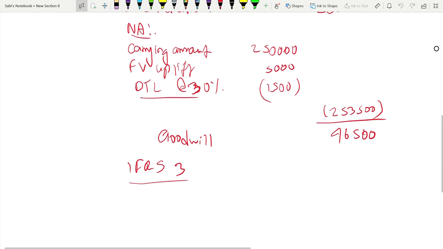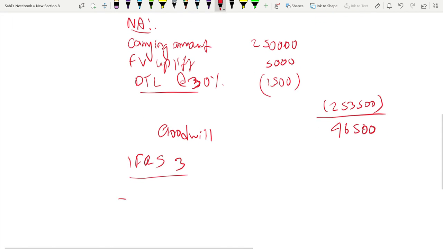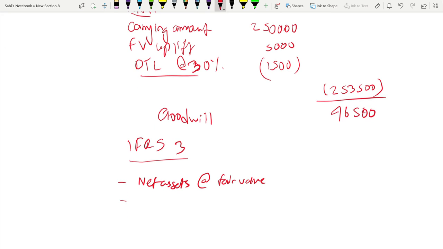So IFRS 3 says, first point, what is it? Net assets at fair value. Then, carrying amount of the inventory in the group financial statements will be at what? Carrying amount. We are focused on the inventory part only, because that is where the change is happening. Carrying amount of inventory will be at 55,000, the replacement cost.